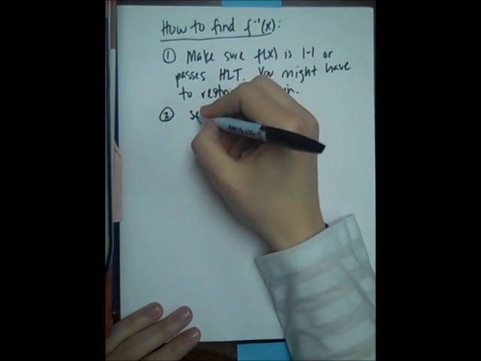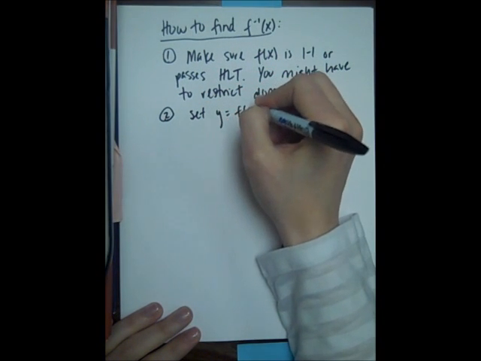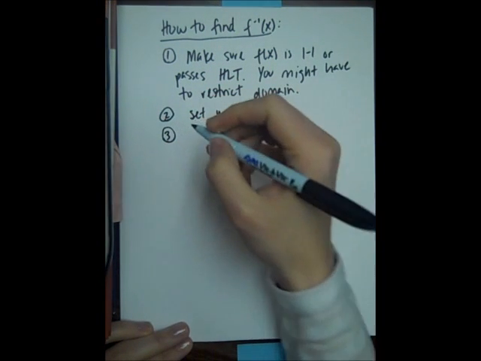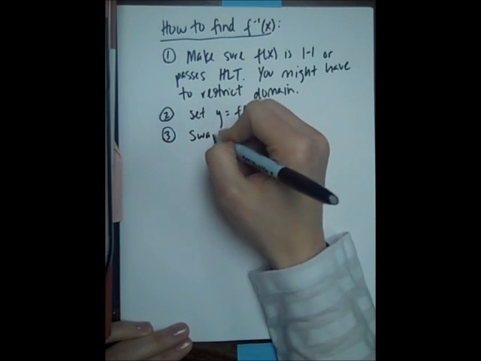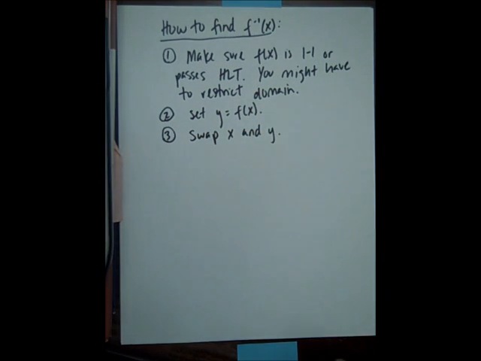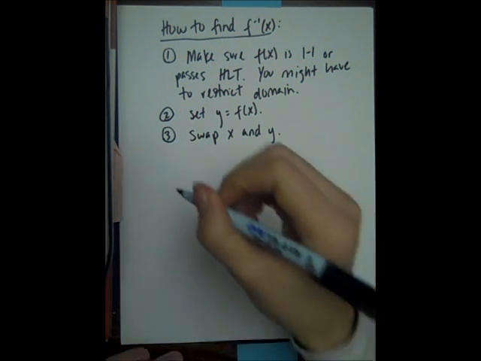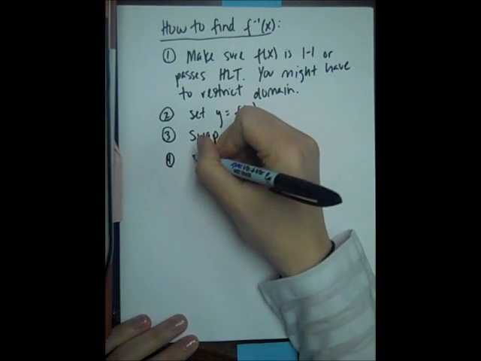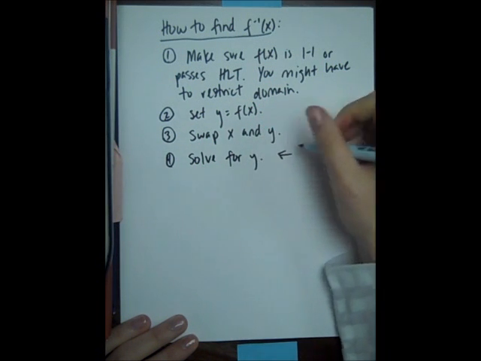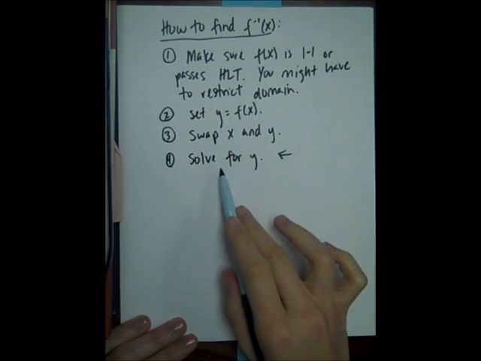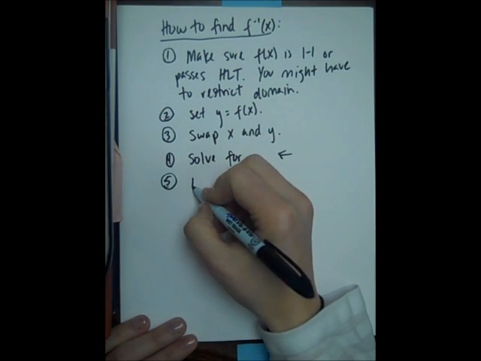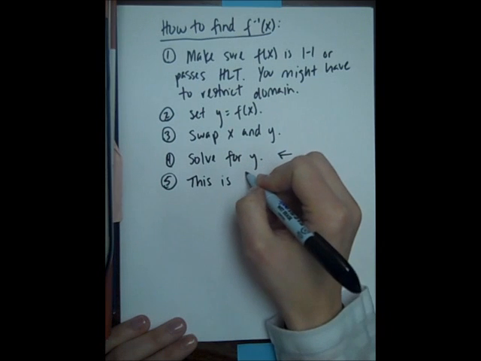Next, you're going to set y equal to f of x. So just take your function and set it equal to y. Third step, you're going to swap x and y. So everywhere you see a y, write an x. Everywhere that you see an x, write a y. Next, solve for y. This step is going to be the hardest, so we're going to pay very special attention to step 4. And number 5, whatever you get in step 4 is your inverse.